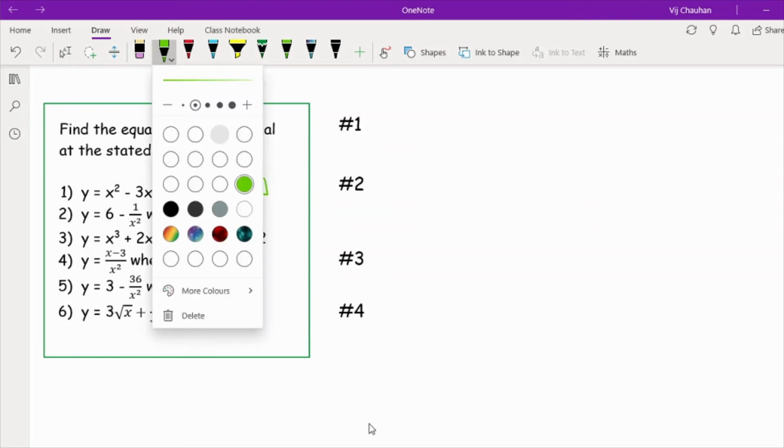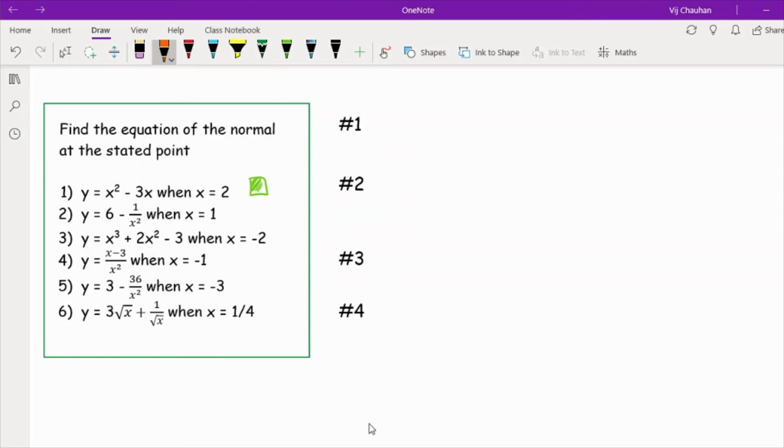So next thing we do is start off by picking a different colour. In this case, let's go for orange. With question 2, you can see that I've got a fraction. So what I'm going to do underneath is rewrite that using indices, because obviously using indices makes it a little bit easier for me to differentiate it. So this then becomes 6 minus x to the power of minus 2, because I've got a reciprocal and the original power was a 2.